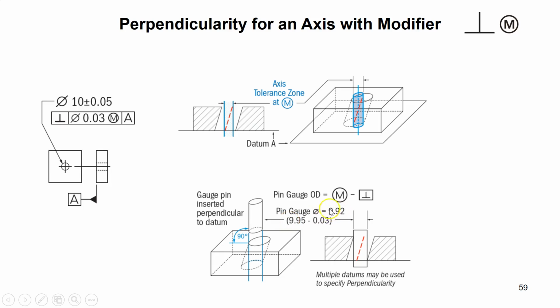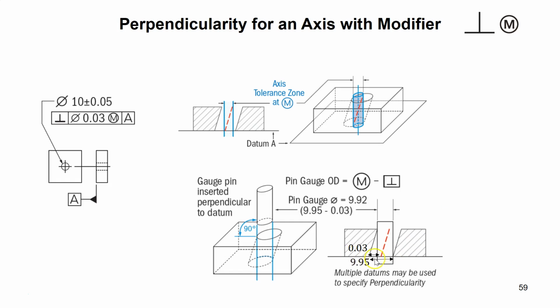And that is going to be the size of what? The pin, right? That is going to be the size of the pin. Let me add some arrows for you here so you can see it. Okay, now you can see it better. So this dimension from this point here to this point there, that's the diameter of the hole, the minimum, which is 9.95. And this deviation here is 0.03 because of the tilt of the axis.